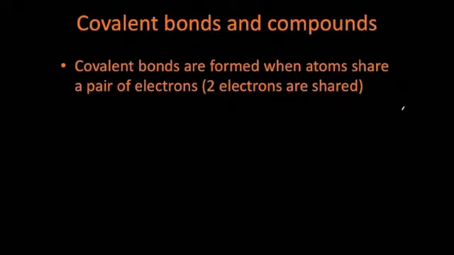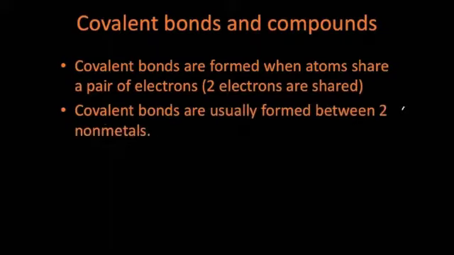Now, covalent bonds. Covalent bonds are formed when atoms share a pair of electrons. So 2 electrons are shared between 2 atoms. Basically what happens many times is the electrons spin around both atoms, and they're sharing them so that they form a balanced compound. Covalent bonds are usually formed between 2 nonmetals, like we said before. H2O. Water is formed by a covalent bond. It's actually a polar covalent bond. We'll get into that when we discuss covalent bonds in more depth.